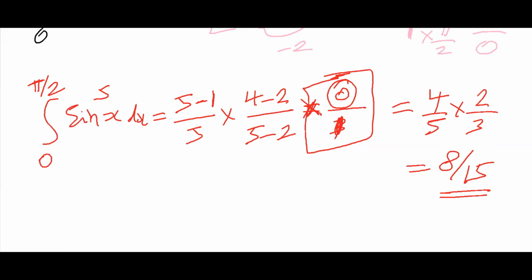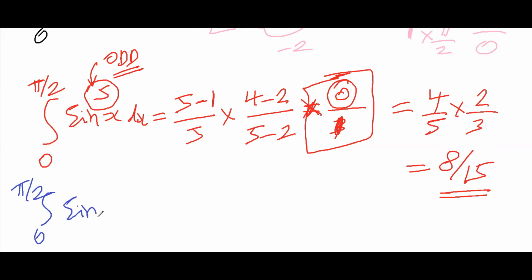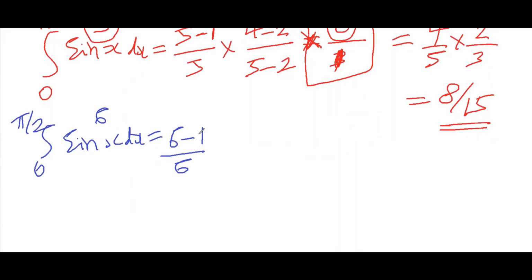In case of odd power, you will do like this. Now, instead of this odd power, if you have an even power, say sine to the power of 6x dx, then what will you do? You will do the same thing, that means 6 minus 1 upon 6. That's what you will do. And then again you will reduce 2 from this.